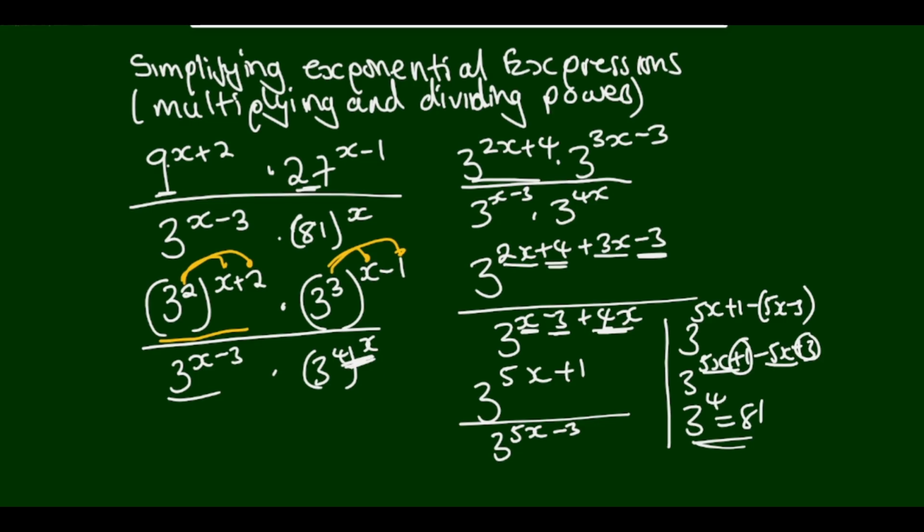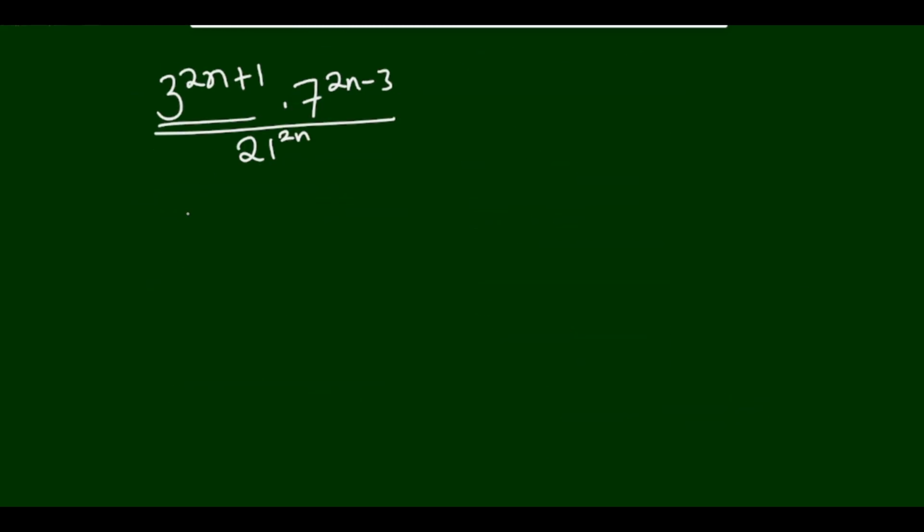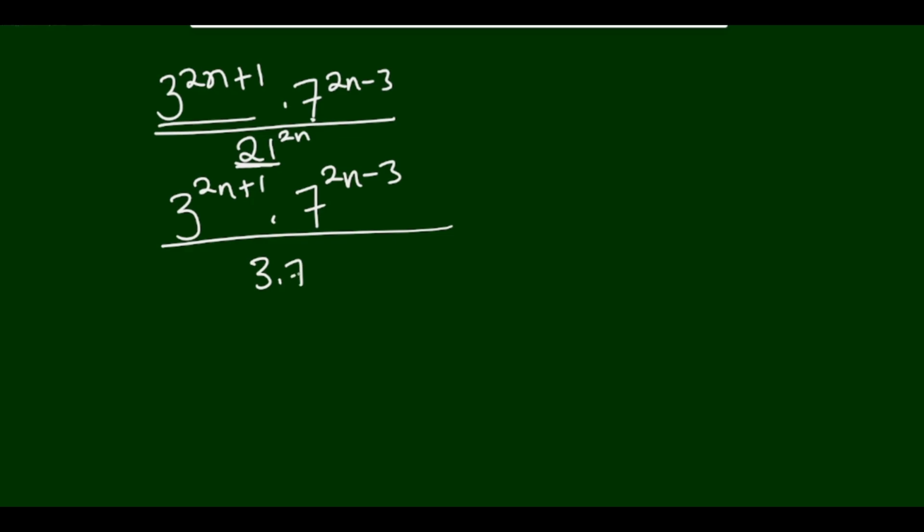Let's look at another example. This power is fine. The base is prime, so it's 3 to the power 2n plus 1. Then 7 is what? Still the base is prime here, so it's 7 to the power 2n minus 3. Right, over 21. We break 21 into its prime factors. Should be 3 times 7 to the power 2n.